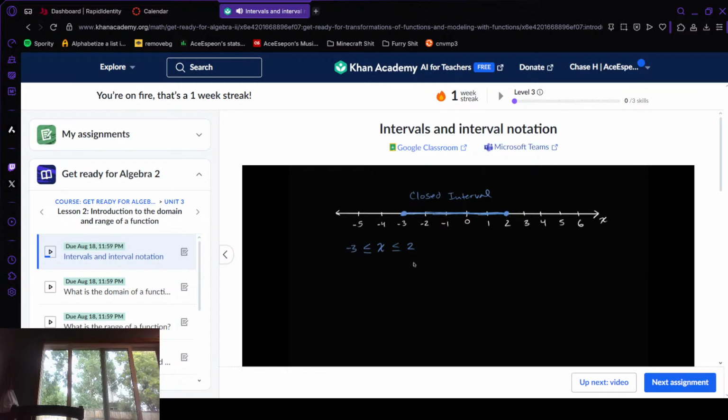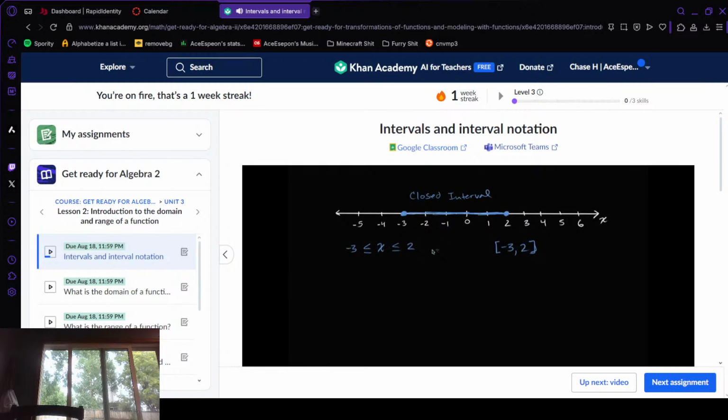Now another way that we could depict this closed interval is we could say we're talking about the interval between, and we could use brackets because it's a closed interval, -3 and 2. Once again, I'm using brackets here. The bracket on the left says that we include -3, and the bracket on the right says that we include 2 in our interval.